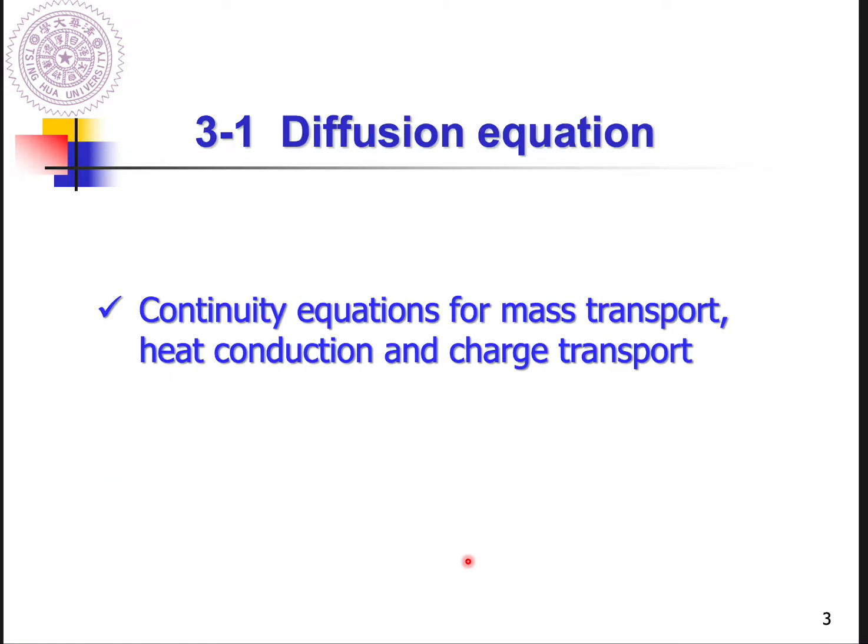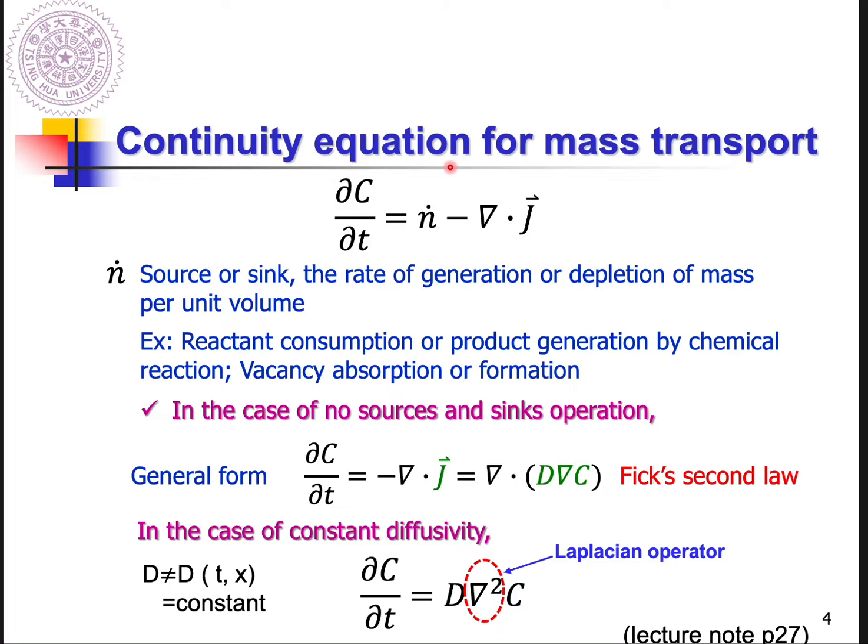So as you know, in these lectures, we put more effort on mass transport. So how can we get the diffusion equation? Actually, it's from the continuity equation for mass transport in solid materials. And you can also use this continuity equation for heat conduction and charge transport to get the corresponding diffusion equation. You can check in the following slides, but here we put more effort on mass transport in solid materials.